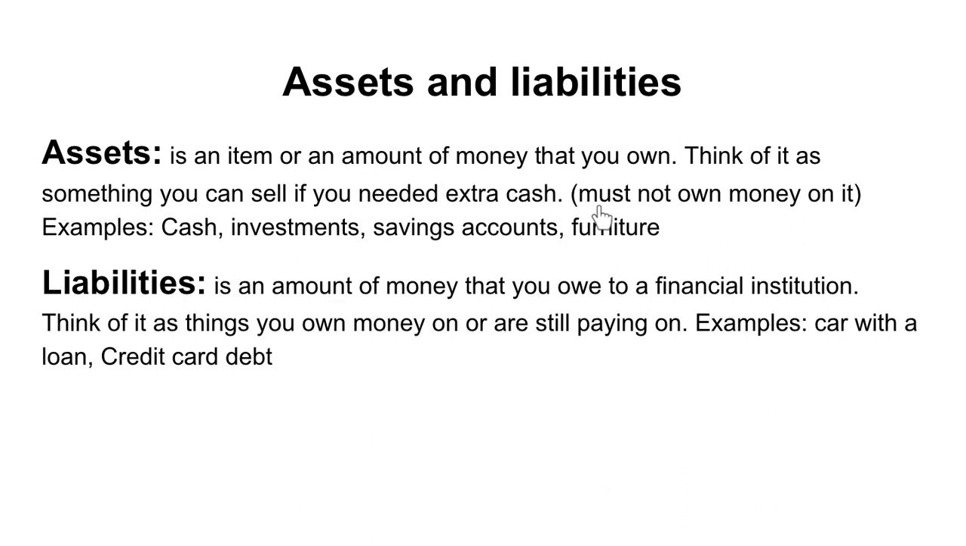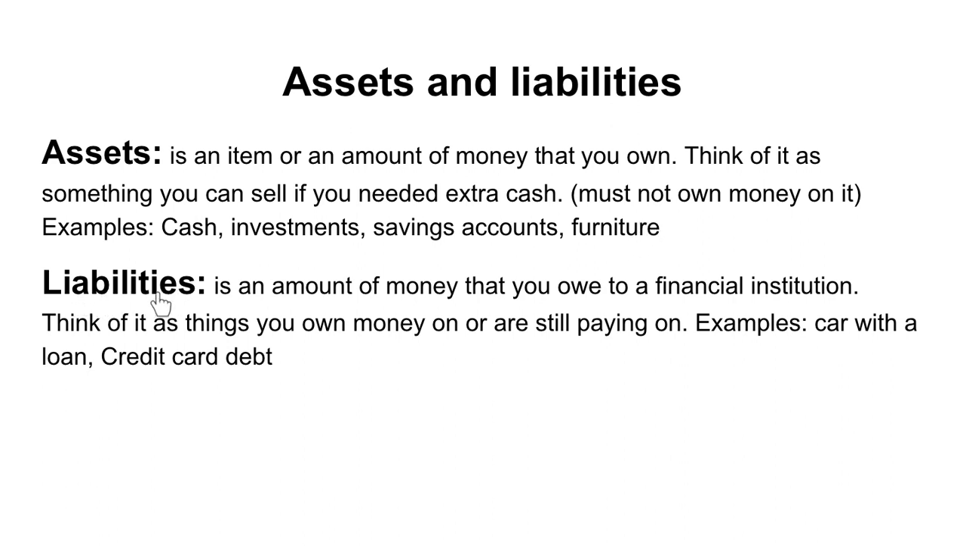A car with a bank loan on it wouldn't count, but an asset would be like cash or investments or savings accounts. If I needed to, I could go get the money out of my savings account. If I needed to, I could sell my furniture. As long as I did not have a loan on my car, it could be an asset.